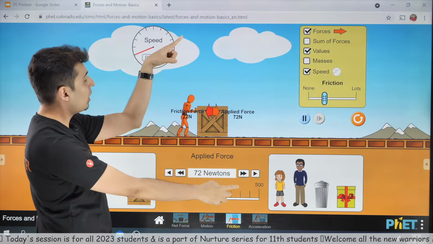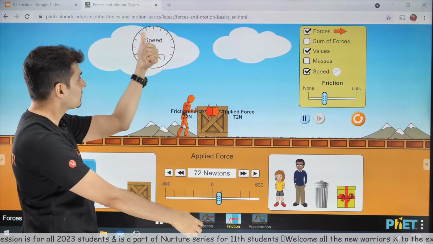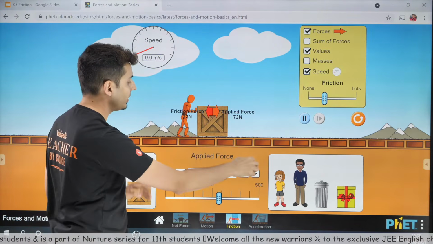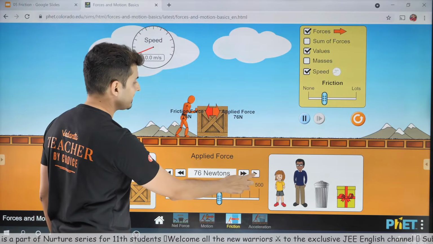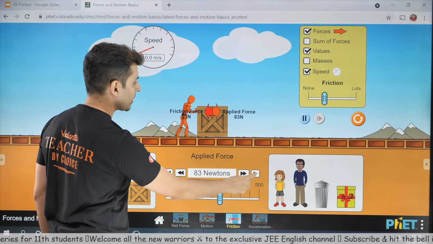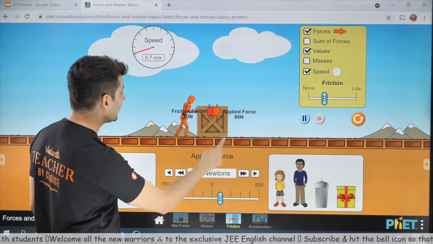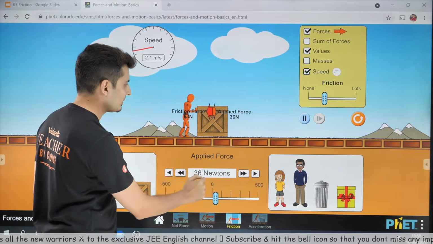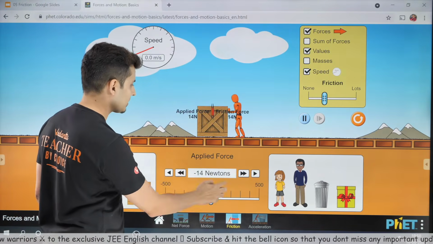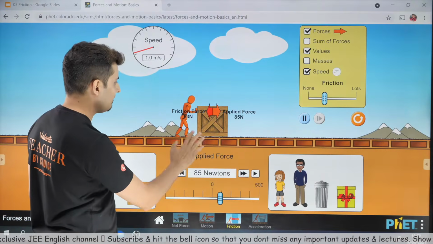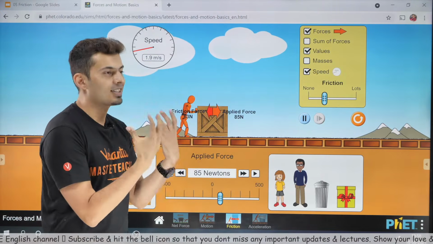The moment the speedometer moves, that means it has started moving. 72 Newton, cancelling out each other. 76 Newton, did not move. 79 Newton, 80 Newton, did not move. Okay, interesting. It just started moving. So I got it. Look at that. Let me just remove this force. Okay, and you can see that probably somewhere close to 85 Newton it just starts moving.